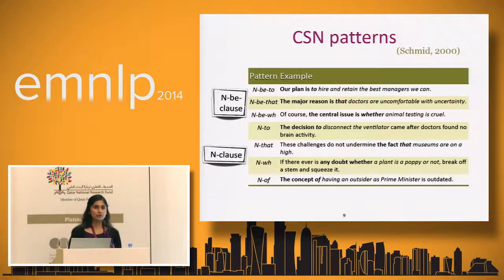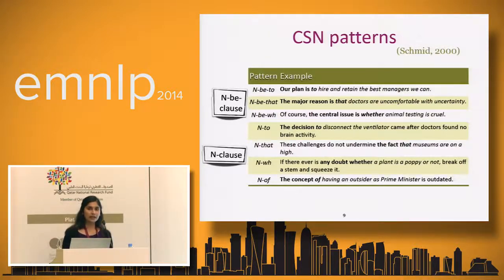So our goal is to resolve cataphoric shell noun occurrences. Now, how do we know that a given example follows cataphoric shell noun occurrence? The linguist Schmidt provides some lexicosyntactic patterns, which are suggestive of cataphoric shell noun usage. Here are the patterns with their examples.